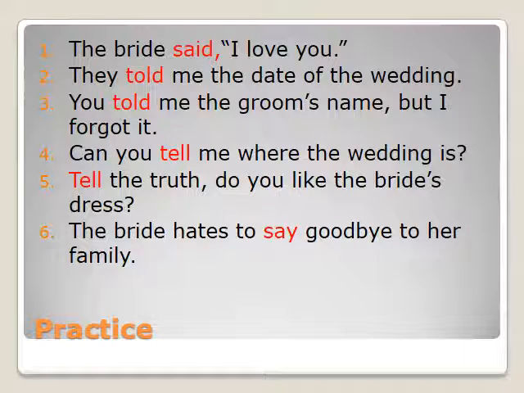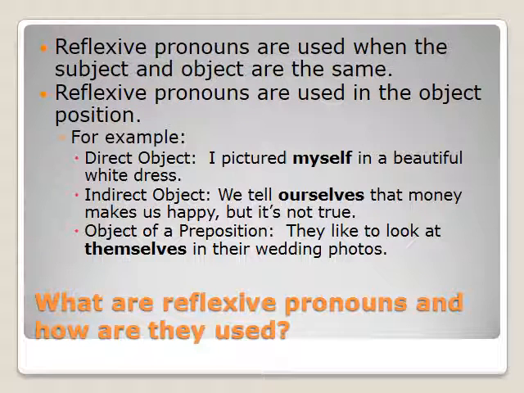The bride hates to say goodbye to her family. In this case, she says what? And the answer is goodbye. So say is followed by the direct object.